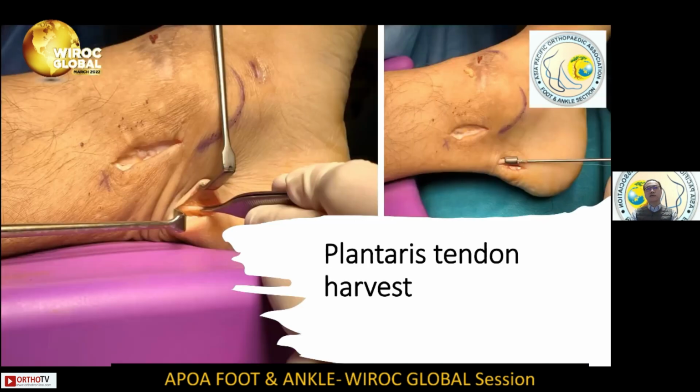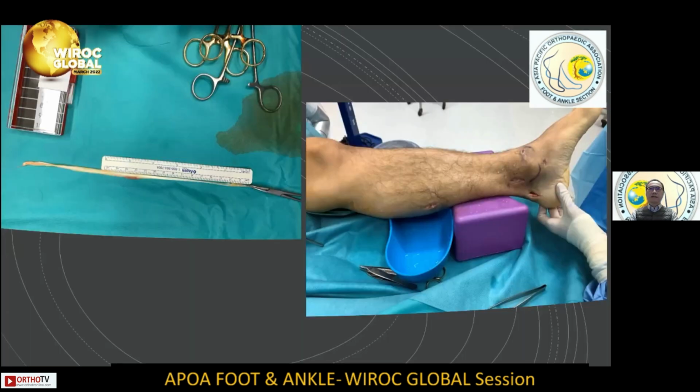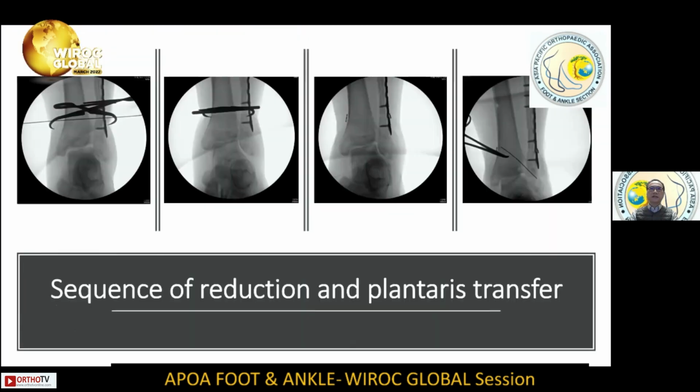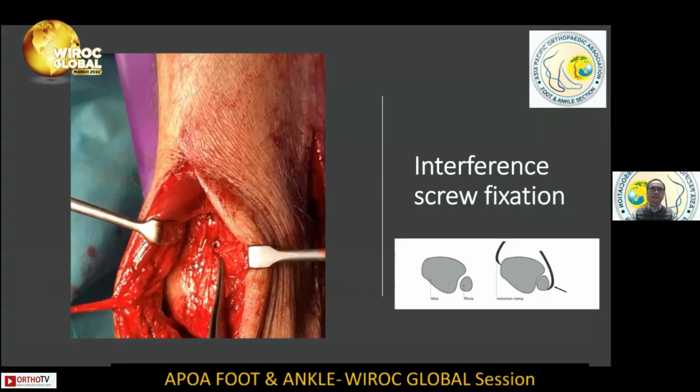This is an intraoperative photo showing how we harvest the plantaris tendon for graft. And this is the plantaris tendon. This shows a sequence of reduction with a bone clamp, and then subsequent stabilization with the tightrope. We passed the plantaris tendon graft through the fibula and then anchored it to the tibia. This is a clinical photo showing the plantaris tendon being stabilized with a tenodesis screw at the distal tibia.